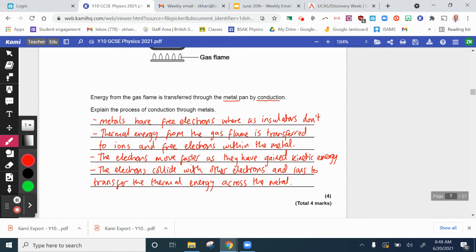Okay, thermal energy from the gas flame is transferred to the ions and free electrons as well. Okay, so these free electrons within the metal gain heat energy from the flame, and the electrons start to move faster than what they were moving at before, as they have gained kinetic energy, and these electrons collide with other electrons and ions to transfer the thermal energy across the metal.